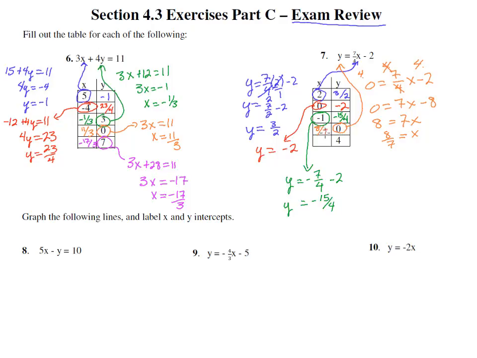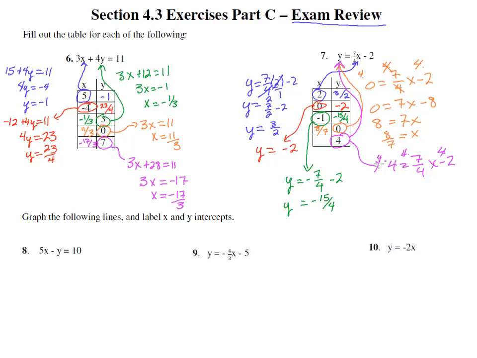8/7, which is about 1.14. And the final one on this problem, number 4, sticking in for y. So let's put this guy down here. 4 equals 7/4 x minus 2. Let's multiply by 4 and get rid of those fractions.